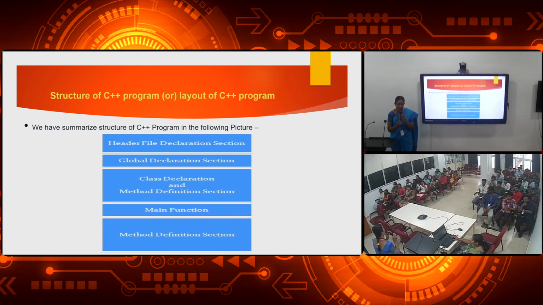If the function definition consists of only a few statements, then the definition can be given inside the class. If the function definition is very lengthy and consists of a lot of statements, then it is better to declare the function inside the class and give the definition outside the class.